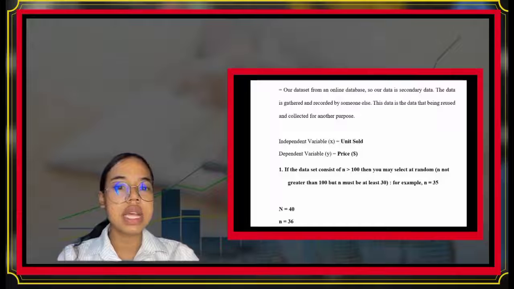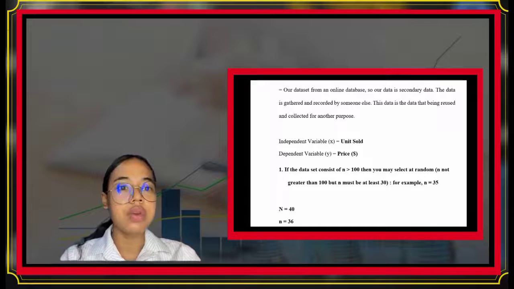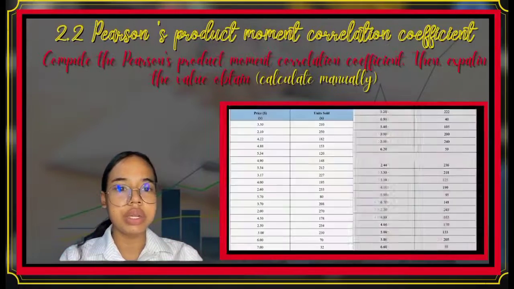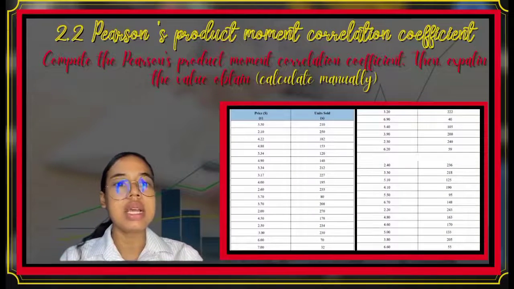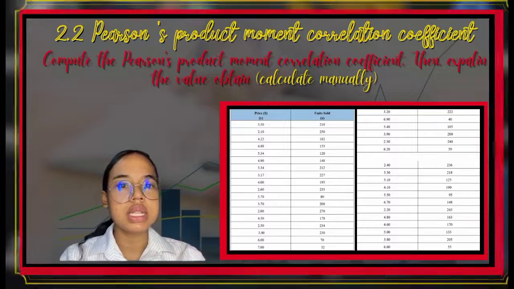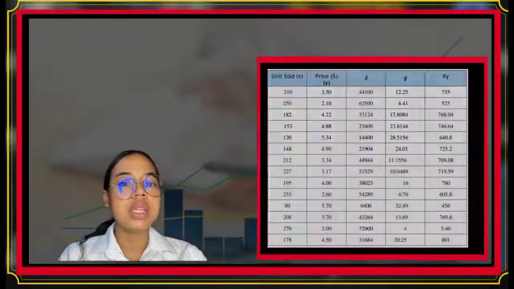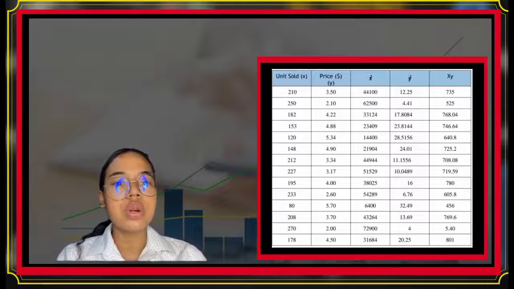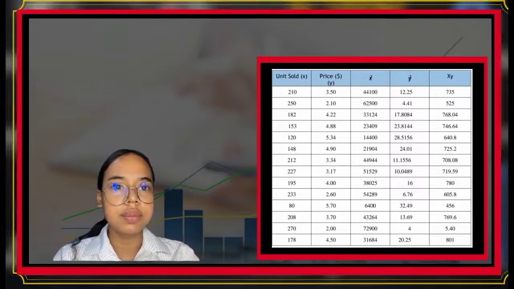Today I would like to present about the data set. If the data set consists of n more than 100, then you may select at random. N should not be greater than 100, but n must be at least 30. This data set is n equal 36. Then the second slide indicates the 36 samples of data.